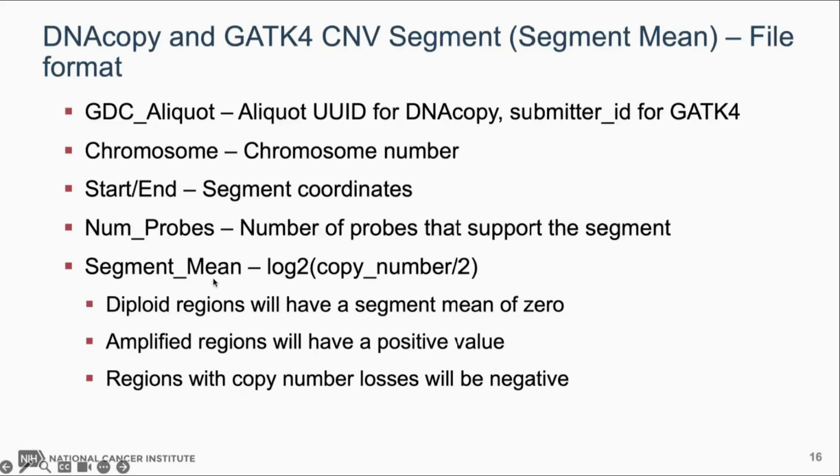Then we have the segment mean, which is the log2 copy number divided by 2. And this is this way so that diploid regions will have a segment mean of 0. Amplified regions will have a positive value, and regions with losses will be negative. So 0 is kind of the baseline for diploid, and positive is amplified, negative is losses.